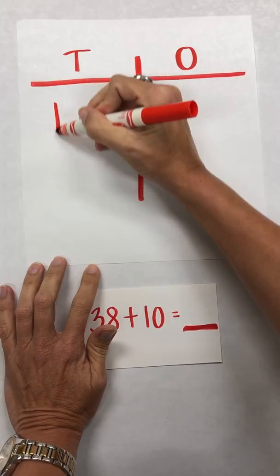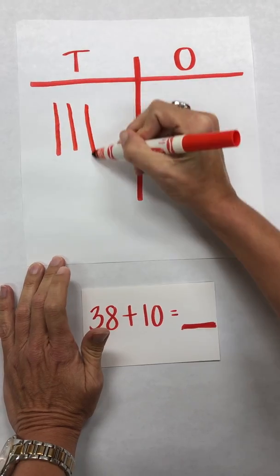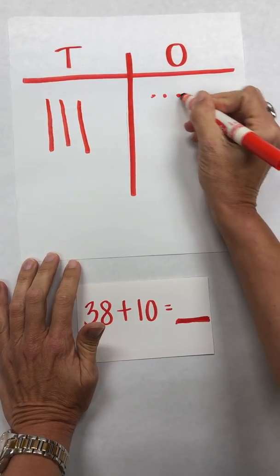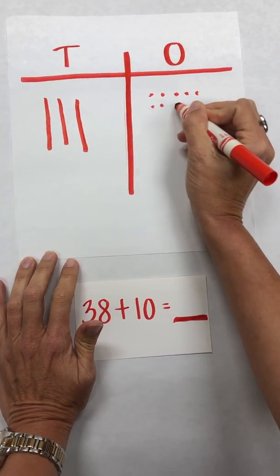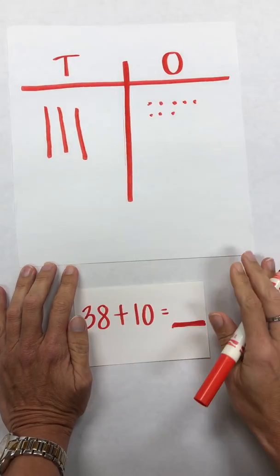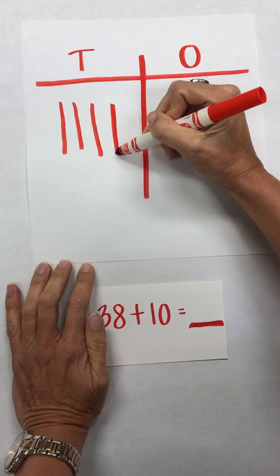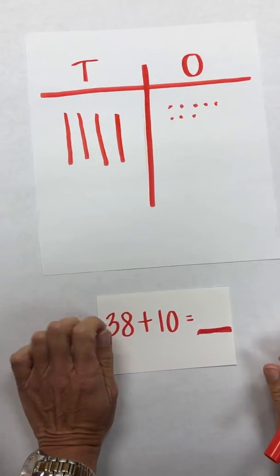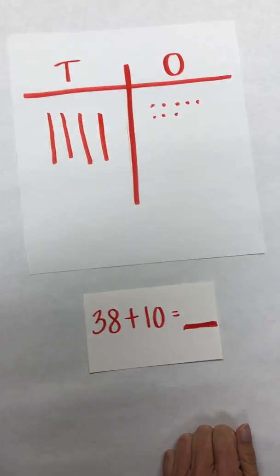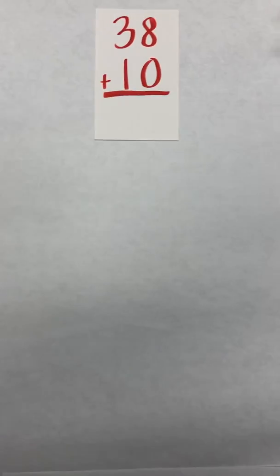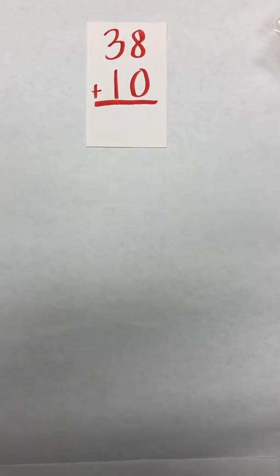So if I draw just a stick for my 30, and then once again, I would like to keep my ones in a 10 frame model. So I've got 38. I'm going to add a 10, which I know would be another stick because that stands for 10, which would give me a sum of 48. We also want to make sure that students not only see this written horizontally, but they also see it written vertically. This does not mean we're teaching the standard algorithm. That is not taught until 4th grade.